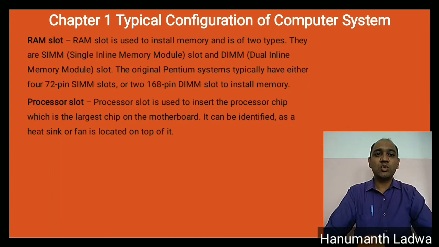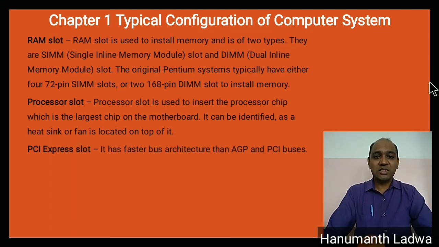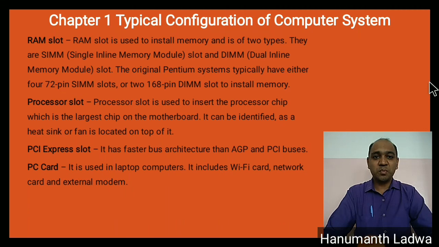Processor slot is used to insert the processor chip, which is the largest chip on the motherboard. It can be identified as a heat sink or fan is located on top of it. Next, PCI Express slot. It has faster bus architecture than AGP and PCI buses. The next one is PC card. It is used in laptop computers. It includes Wi-Fi card, network card and external modem.